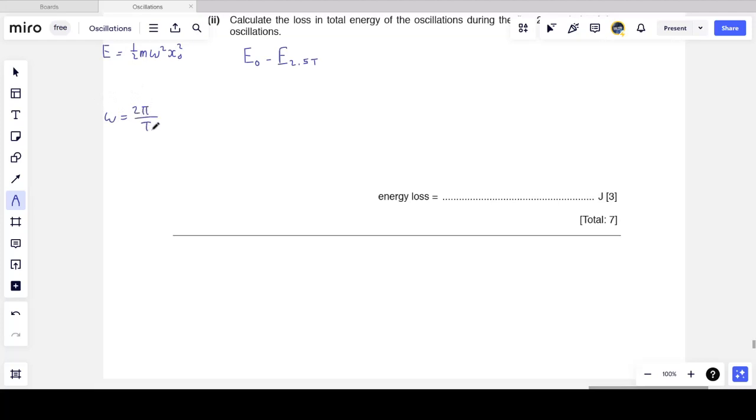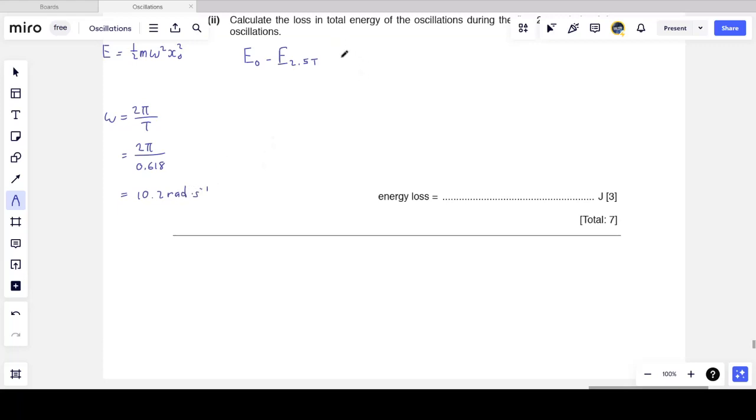So omega is 2 pi over T. I don't usually do this. I like to do my workings, my algebra in the calculation, but since this is a little bit of a messy calculation, I can do it aside. So that's 2 pi over 0.618 seconds, which we calculated for the period, which is 10.2 radians per second.